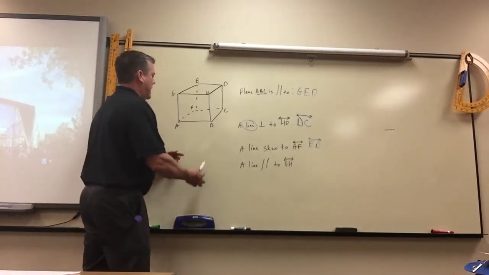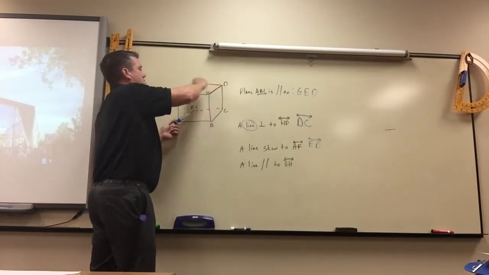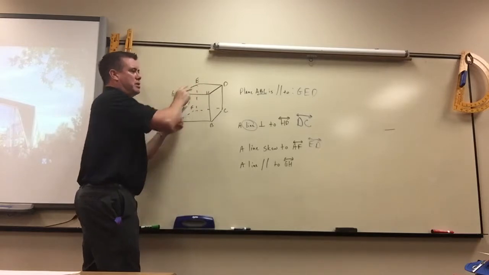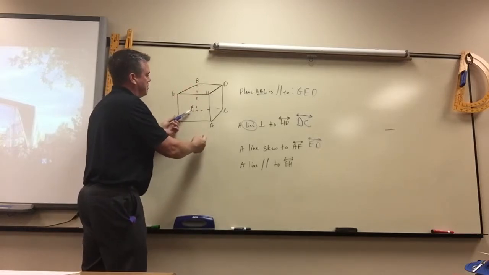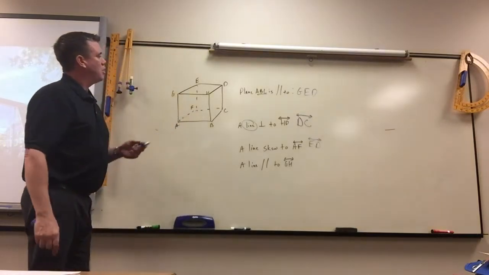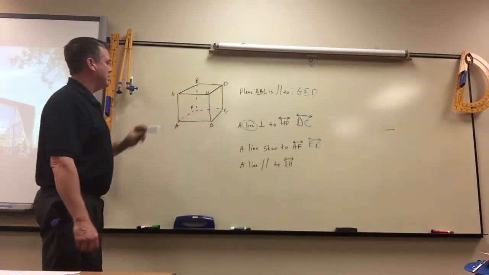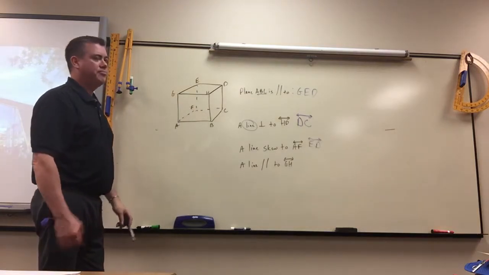So AF. AF is here, ED is up here, they would never intersect, but they're not parallel. You could have also picked HB or DC, or you could even do diagonals. You could have picked HC, because that would never intersect AF and it's not parallel.